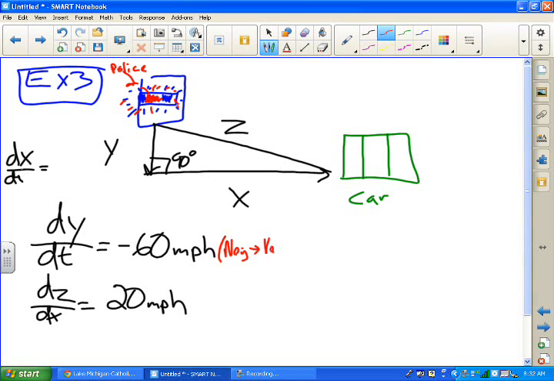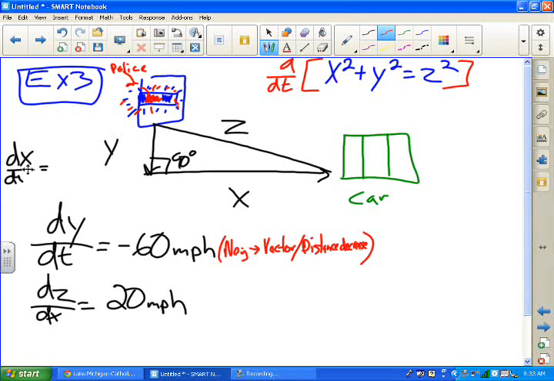So we have a lot of changes. The police officer is approaching the intersection at 60 miles per hour. The distance between the police officer and the car is increasing at 20 miles per hour. So there we have our dy/dt, which is negative because that value is decreasing, approaching 0, and then dz/dt, which is the increase in distance between the police officer and the car. The relationship between x, y, and z is the Pythagorean Theorem, so I write x squared plus y squared equals z squared, and then I take the derivative with respect to time.